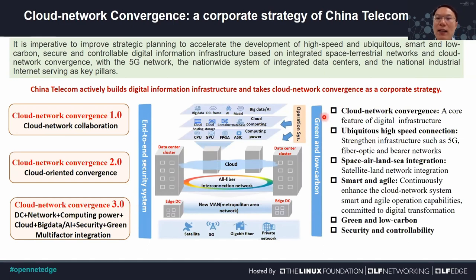There are six key technologies to solve this problem. The first one is cloud network conversion. And second is ubiquitous high-speed connections, which will strengthen infrastructure such as 5G, fiber optic, and various networks. The third one is integration of the space, air, land, and sea, where the satellite will be a main part of the future networks. And also the smart and agile development of the network, as well as the green and low carbon requirements and the security and controllability requirements.